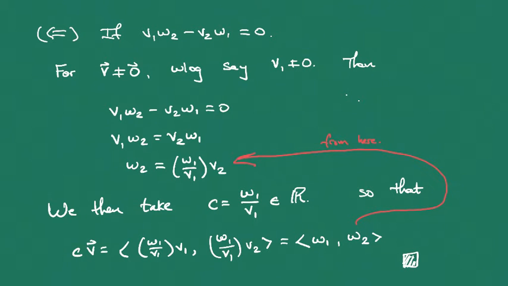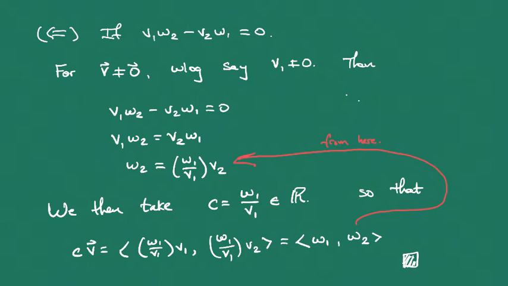Now for the converse, let's suppose that v1 w2 minus v2 w1 is equal to 0. Since we assumed that v was not the zero vector, one of the components is not 0. So without loss of generality, let's say it's the first component. Then coming back to our equation, v1 w2 minus v2 w1 is 0. We move one term to the other side. Since v1 is not 0, we can divide by v1, and so that gives us that w2 equals w1 over v1 times v2.